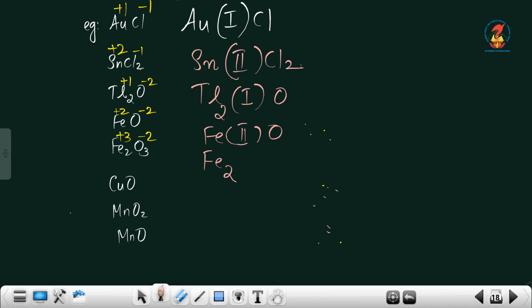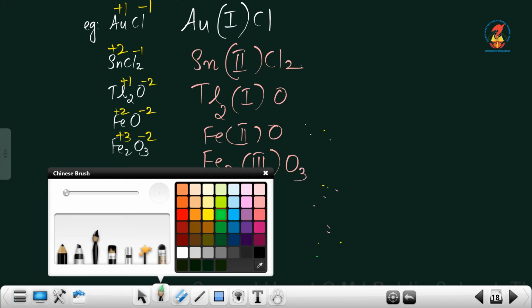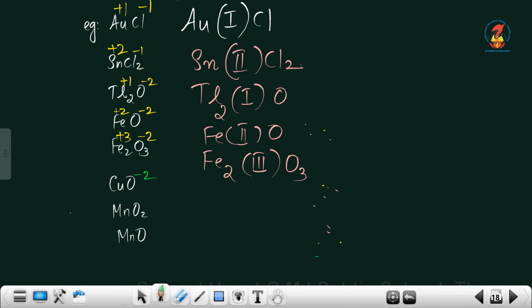Write the formula according to the molecular formula, that is Fe2. What is the oxidation state? 3, which we need to write as a Roman numeral, O3. Next is copper. Oxygen is -2, so here it should be +2. So Cu2O. Next, oxygen is -2, and -2 into 2 is -4.